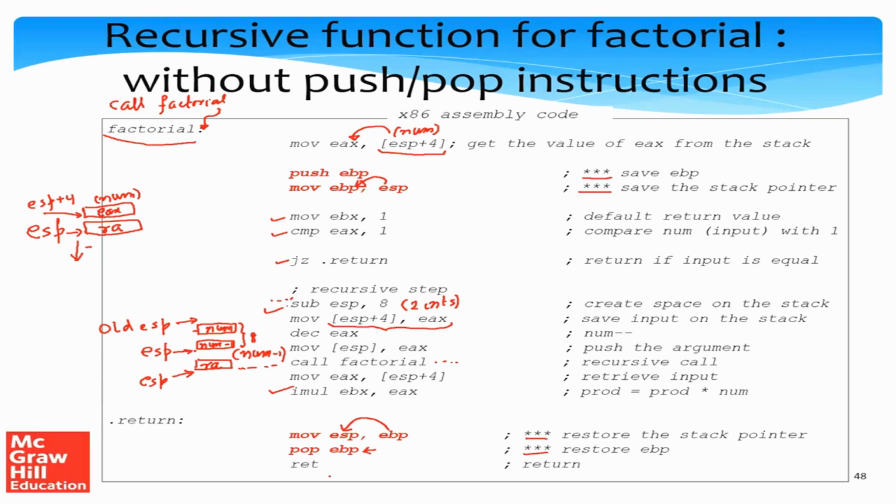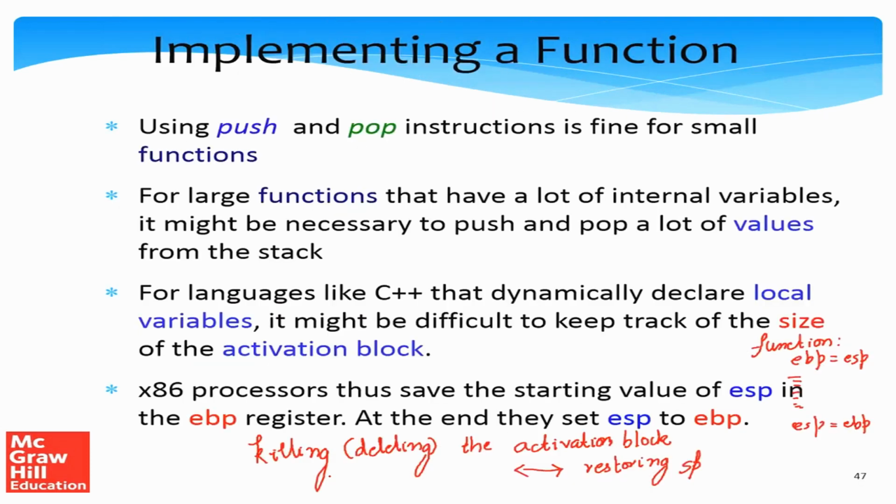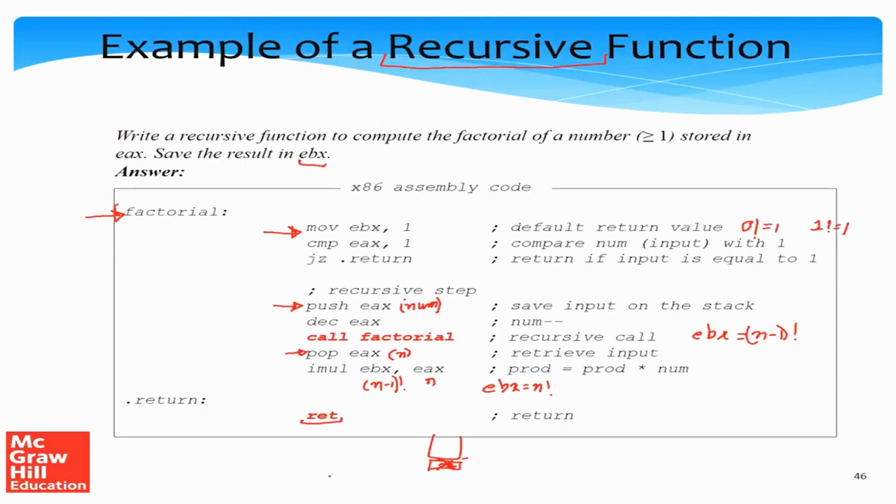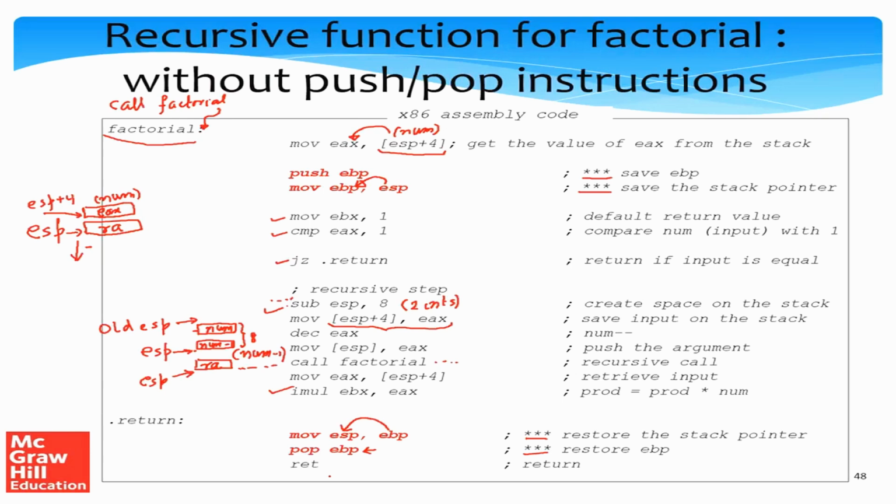So in a nutshell, what did we achieve? This program is exactly the same as this program, right? But here the only difference is we are not using push and pop instructions. Instead, we are explicitly managing the stack. In terms of hardware performance, it will not be any different because push and pop instructions actually encapsulate a lot of functionality. The main magic here is that we create an activation block with space to store two integers.